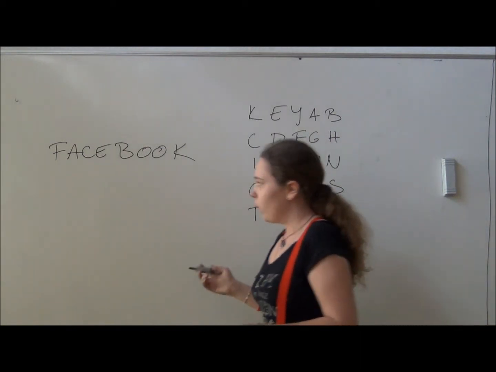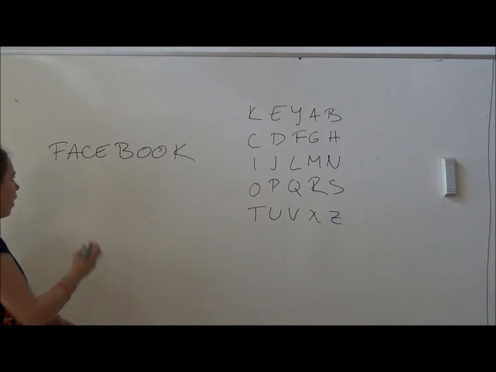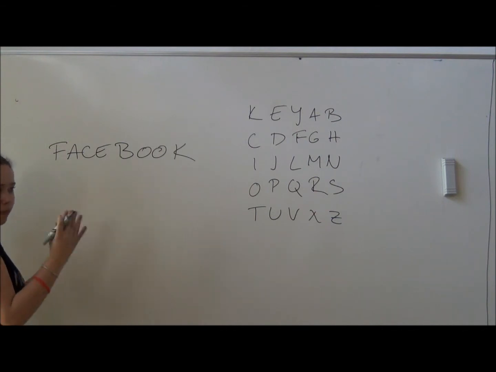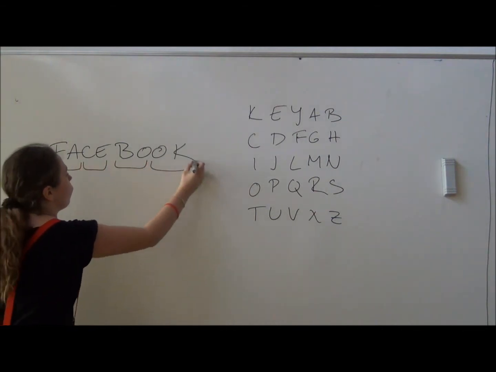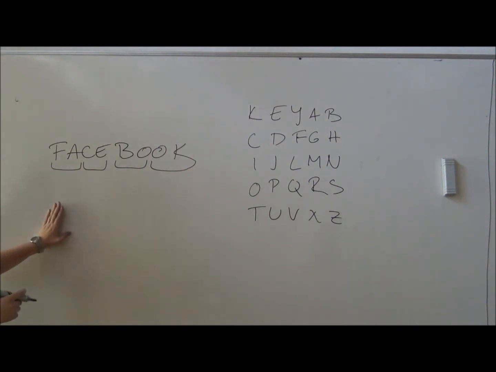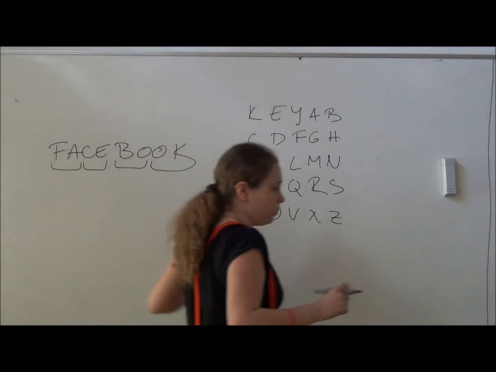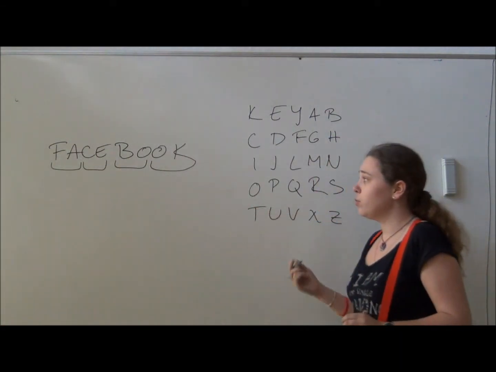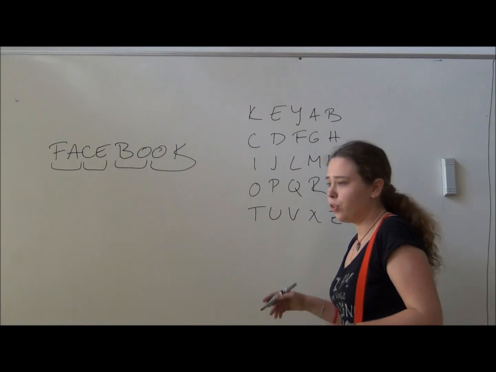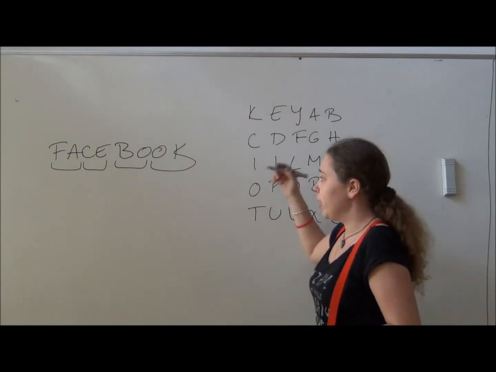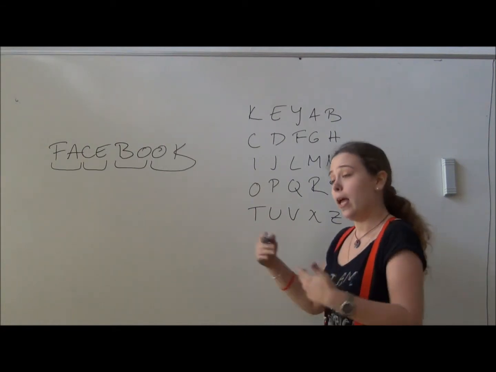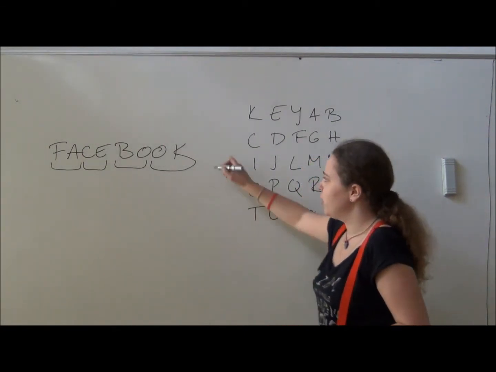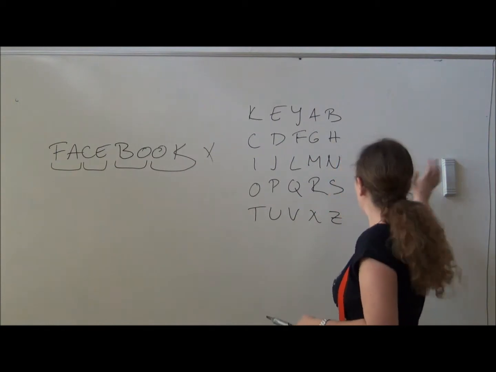First thing we do with our message, we divide it into couples of letters. 1, 2, 3, and 4. This word has an even amount of letters, so there was no need to add extra letters after the word. If you do have a word or a sentence with an odd number of letters, you just add the letter X after it.